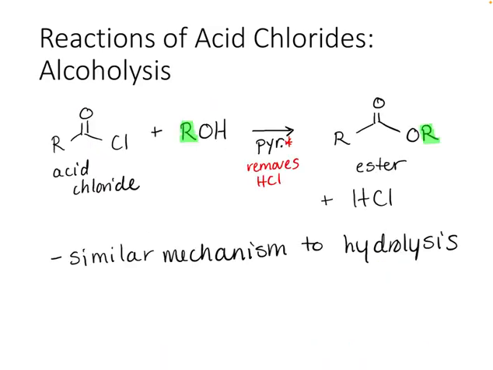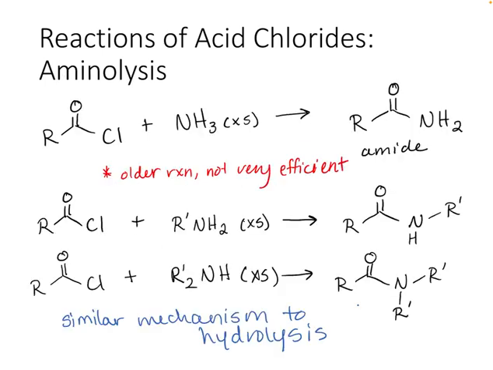We also saw how to turn an acid chloride into an ester by adding an alcohol. And this mechanism was similar to the hydrolysis mechanism. And then we also saw how to create amides, primary, secondary, and tertiary amides from acid chlorides. And again, this mechanism was also similar to the hydrolysis mechanism.